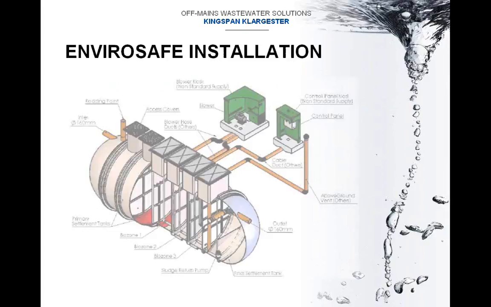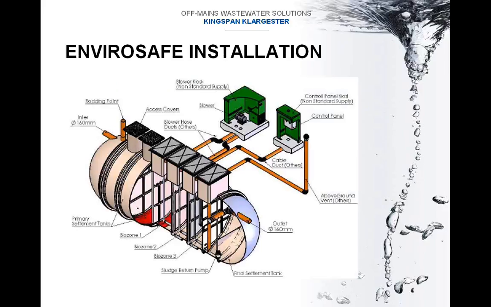This illustration shows a typical EnviroSafe installation. Note the covers will be flush with ground level. The large kiosk on the left-hand side is the blower housing. The small kiosk on the right-hand side is the control panel housing. Also, there is a separate above-ground venting system.